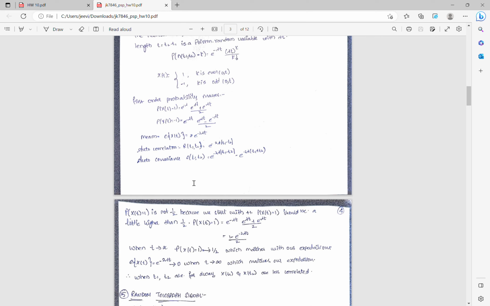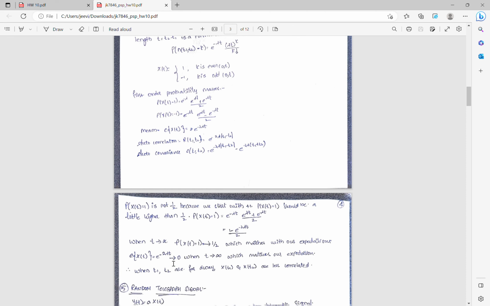We know that the probability is not equal to 1 by 2 because it starts with a positive sign. That is, the probability of x of t equal to 1 should be higher than 1 by 2. When t tends to infinity, the probability of x of t equal to 1 will tend to 1, which matches with our expectations. Therefore, the expected value of x of t, e power minus 2 lambda t, tends to 0 when t tends to infinity, which matches our expectations. Therefore, when t1 and t2 are far away, x of t1 and x of t2 are less correlated.